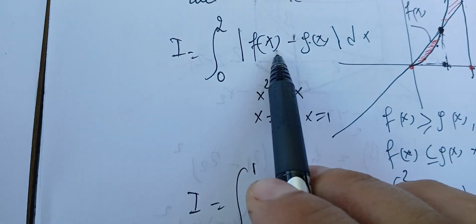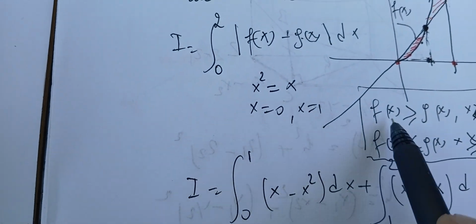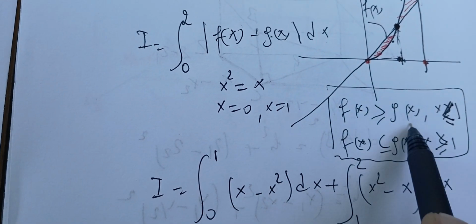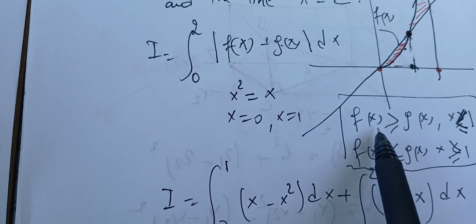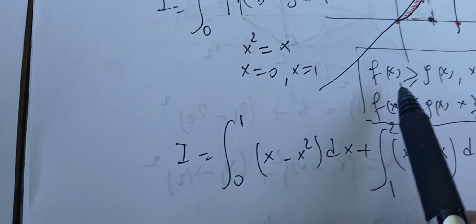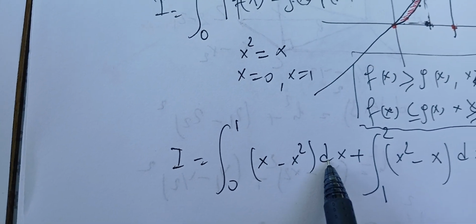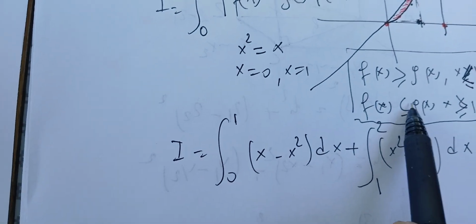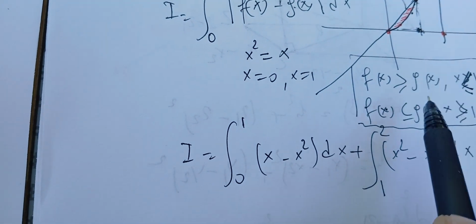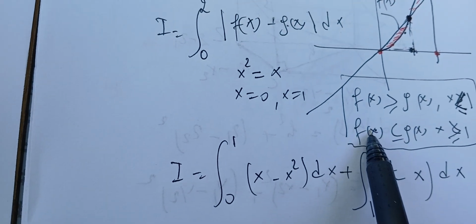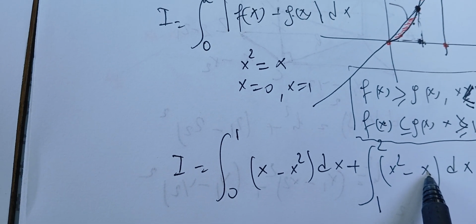If you try and read this, you're going to see that this is basically the definition of the absolute value of functions. When f is bigger than g, we have f of x minus g of x. This happens when x is less than 1. When x is bigger than 1, we have g of x bigger than f of x. That's why we integrate x squared minus x.